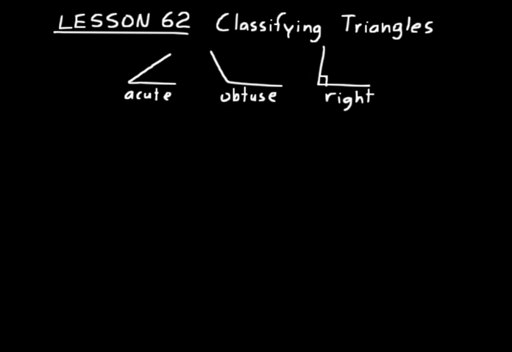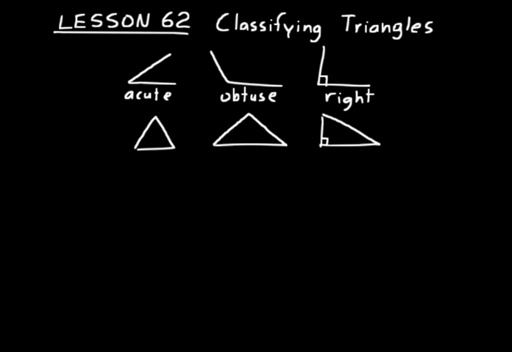Now, as far as triangles, we can classify triangles according to their angles and also according to the lengths of their sides. Classifying them according to angles, we can have an acute triangle where all of the sides are less than 90 degrees. We can have an obtuse triangle where one side is greater than 90, and we can have a right triangle where one side equals 90 degrees. One side, or I'm sorry, not one side, but one angle is a right angle.